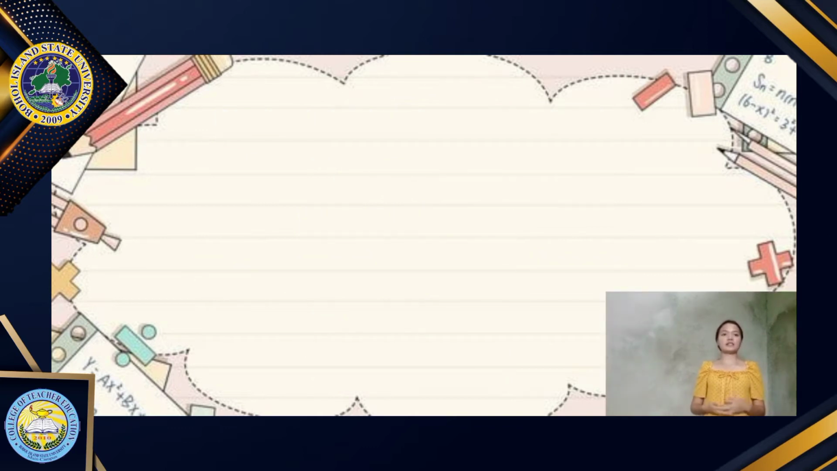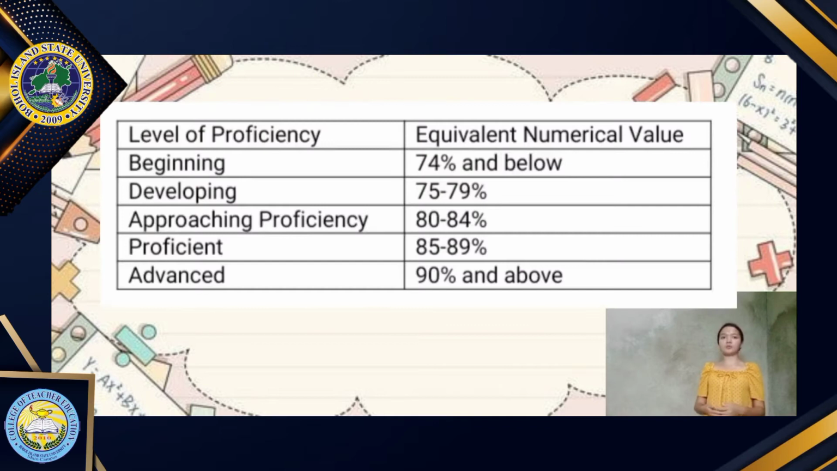Translating this proficiency level into its numerical value is described in the following table. We have the level of proficiency and the equivalent numerical value. For the beginning, 74% and below, developing 75 to 79%, approaching proficiency 80 to 84%, proficient 85 to 89%, and the advanced 90% and above.